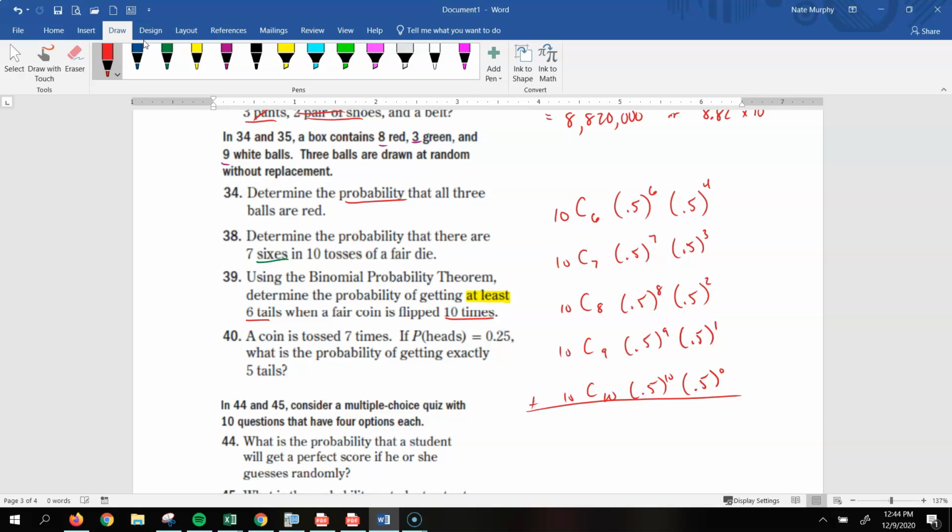What you would do is you'd find out what those actual values are. I'm not going to take the time to do that. You could do that on your own. But then that's how, when you add those together, you get your answer of 0.377.